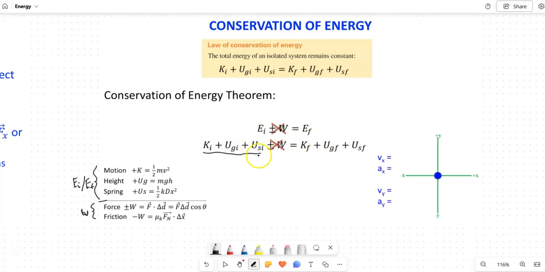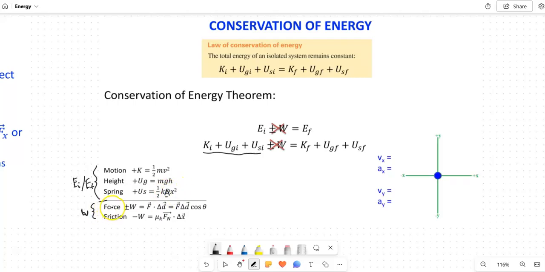We're going to write this equation out. We're also going to write all of these equations out and note what causes each. Again, kinetic energy is motion. Potential energy due to gravity is the energy of height. Potential energy due to a spring is a compressed or stretched spring. That should be delta X.